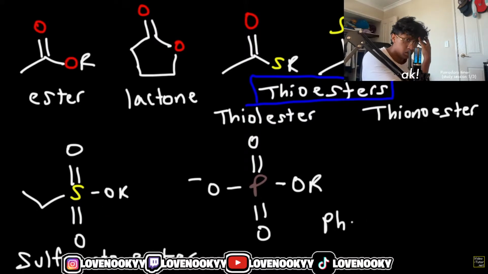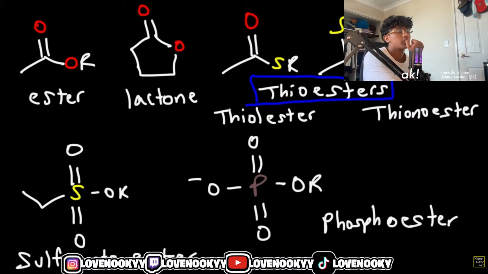On the right, what we have here is called a phosphoester. Now, you'll typically encounter this chemistry when you're studying DNA. Phosphoesters are found in DNA molecules. It's the bond that connects the phosphate group to the ribose sugar. Now let's move on.